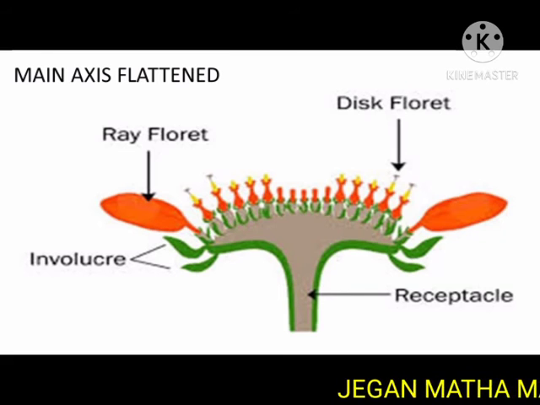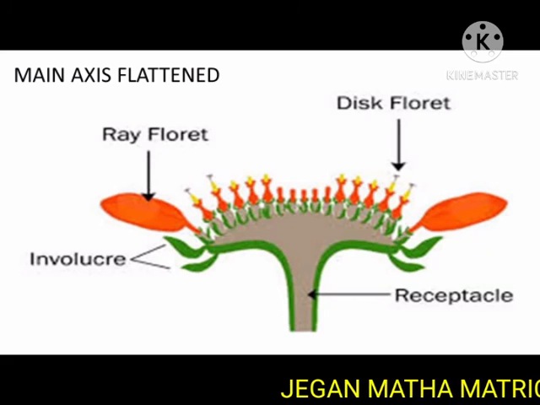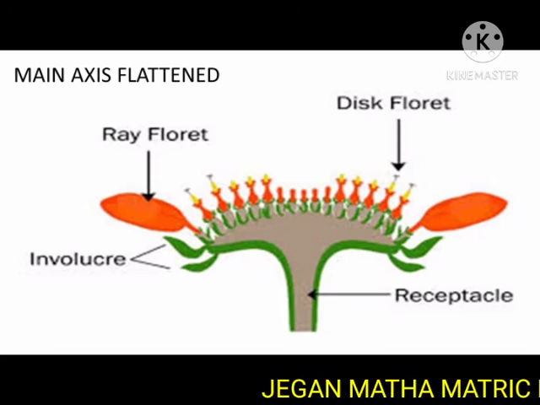The torus contains two types of florets: disc floret or tubular floret, and ray floret or ligulate floret. Based on the type of florets present, the heads are classified into two types: homogamous head and heterogamous head.